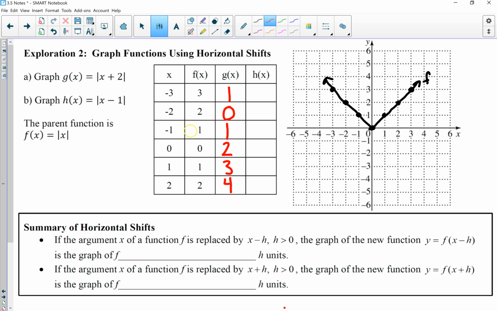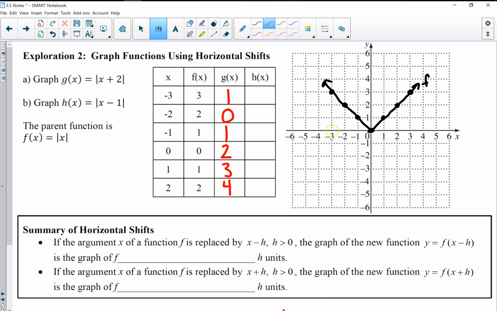When I first got this 1, it happened when x was -1, but now that y value of 1 is happening when x is -3. So we're seeing the same numbers, but they're happening for lower values of x. So let's see what that would look like on our graph.